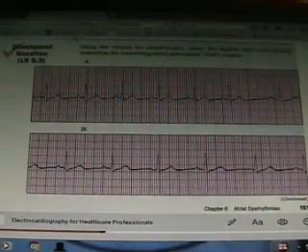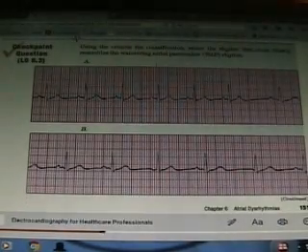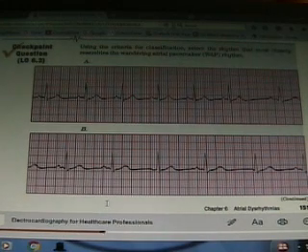So let's look at between these two, right? Which one of these two looks more normal to you?